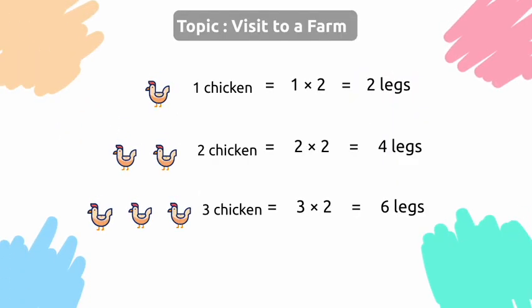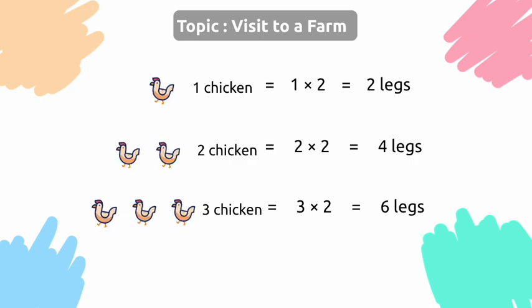Topic, visit to a farm. The children visit a farm and see chickens. Each chicken has 2 legs. 1 chicken is equal to 1 multiplied by 2 is equal to 2 legs. 2 chickens is equal to 2 multiplied by 2 is equal to 4 legs. 3 chickens is equal to 3 multiplied by 2 is equal to 6 legs.